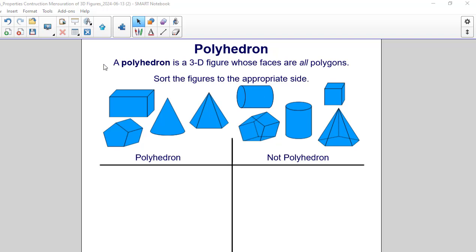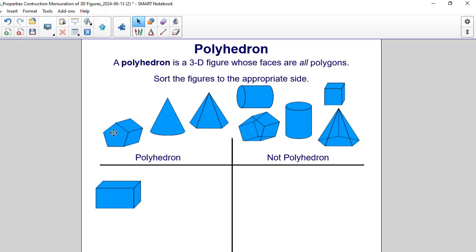Building on our definition of polyhedron, we're going to go through this sort activity. Now, a polyhedron is a three-dimensional figure whose faces are all polygons. That is key. So we're going to sort each figure to the appropriate side. And remember, the faces are all polygons. I'm going to start with this rectangular prism, and all the faces here are polygons. The sides are rectangles, and the two bases are squares. So that counts as a polyhedron.